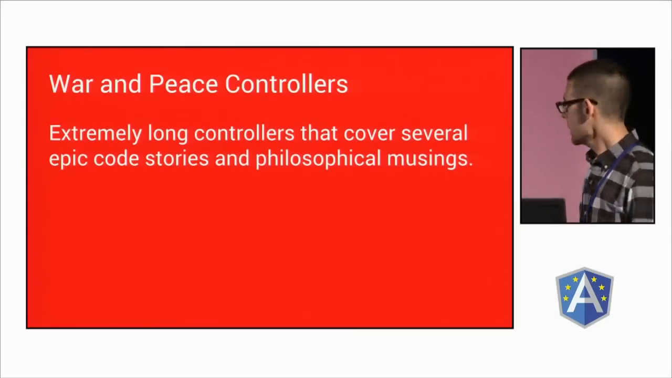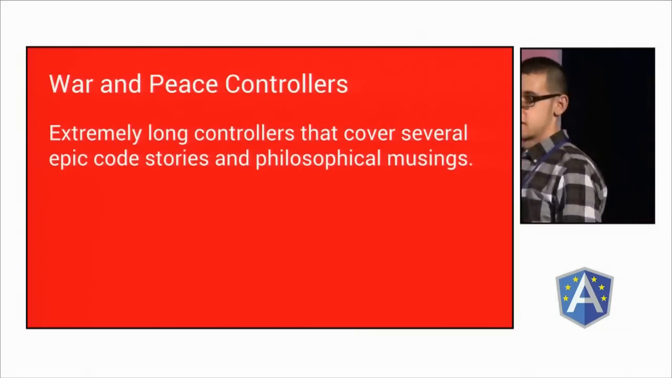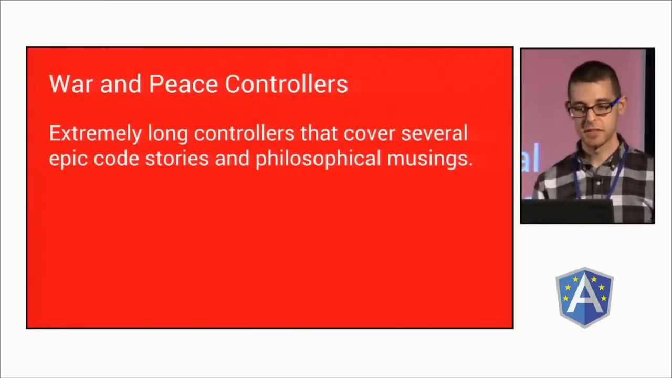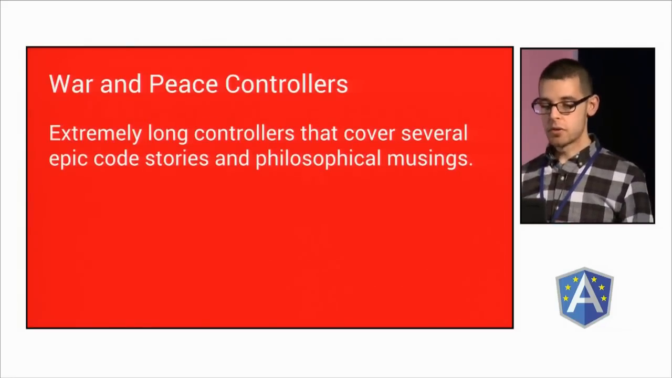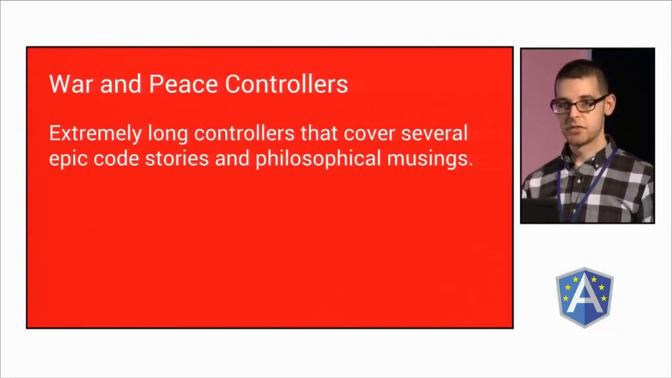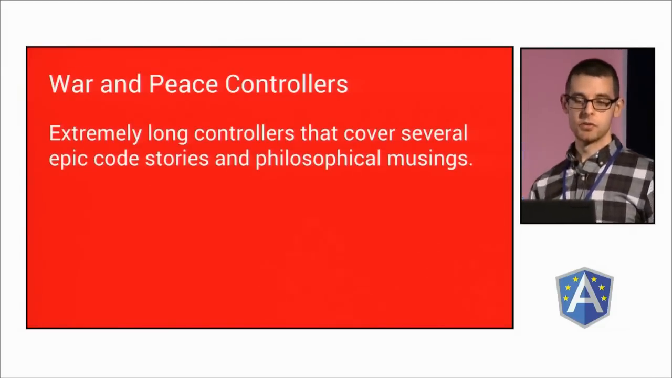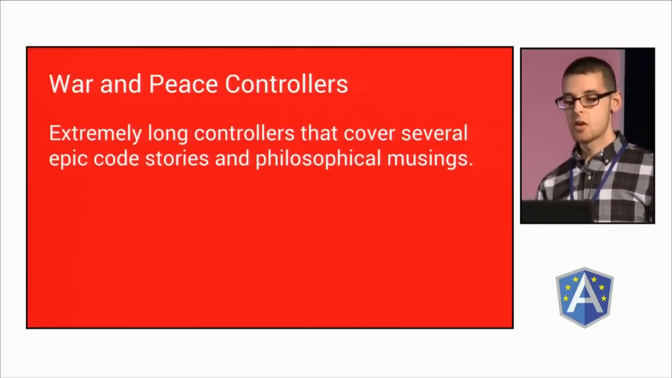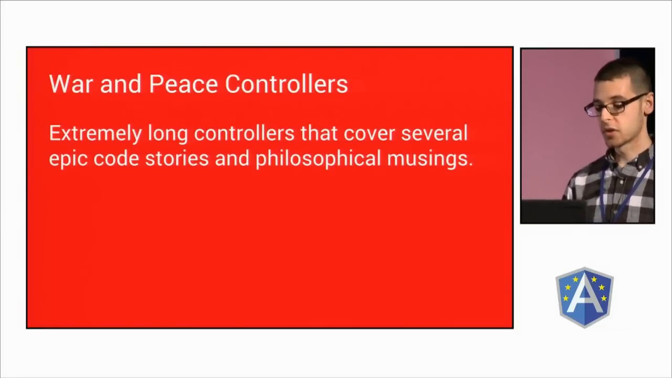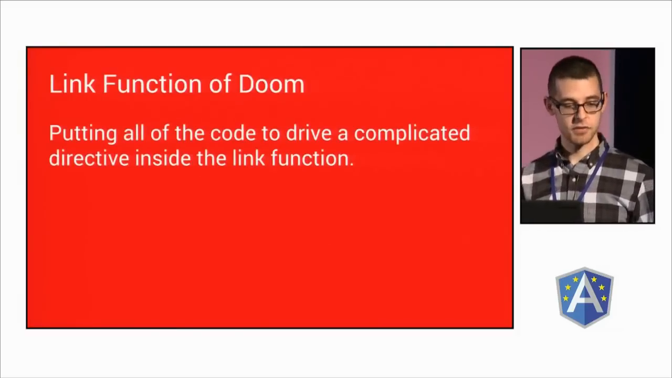So first, War and Peace controllers. These are extremely long controllers that cover several epic code stories and philosophical musings. Obviously, you want to break up your code into smaller, single responsibility encapsulated pieces. Move your code into services or directives or models or static utility objects, wherever it makes the most sense for your application. And in a similar vein, we also have the link function of Doom.